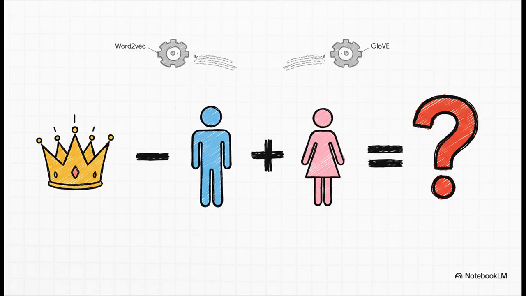And there are specific models, you might have heard of them, like Word2Vec and GloVe, that are built to create these amazing fingerprints. They do it slightly differently, but the end result is the same. And here's where things get, well, honestly, kind of mind-blowing. Once you have these meaningful numbers for words, you can start doing math with them, like word algebra.